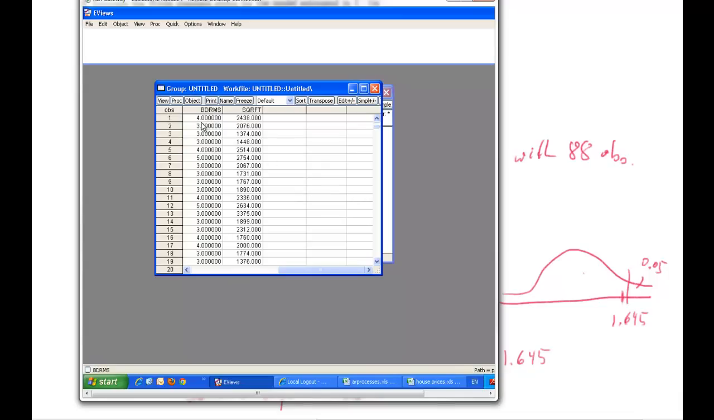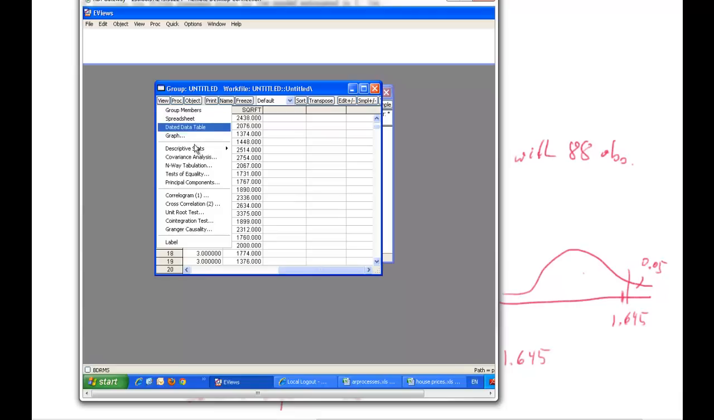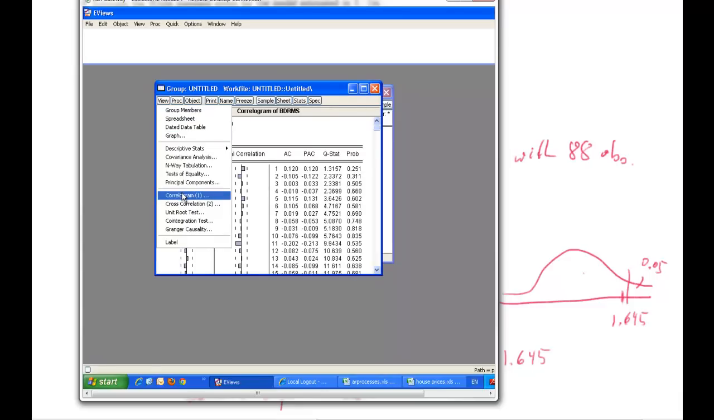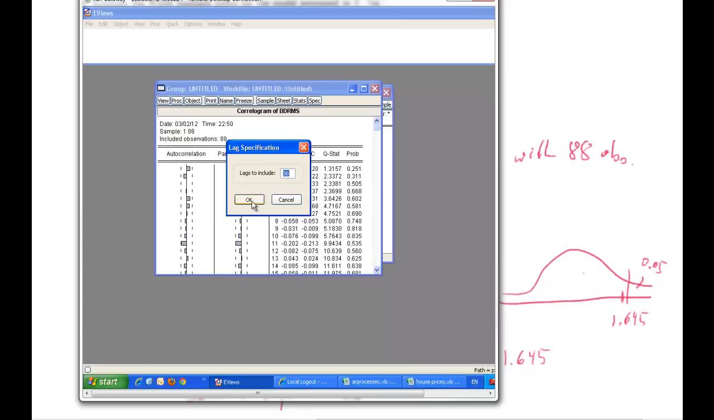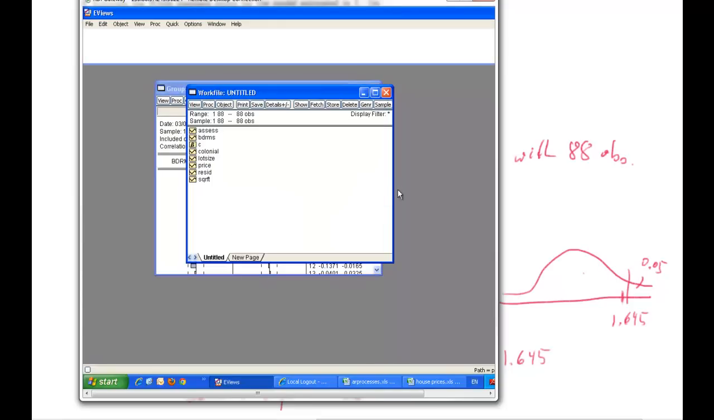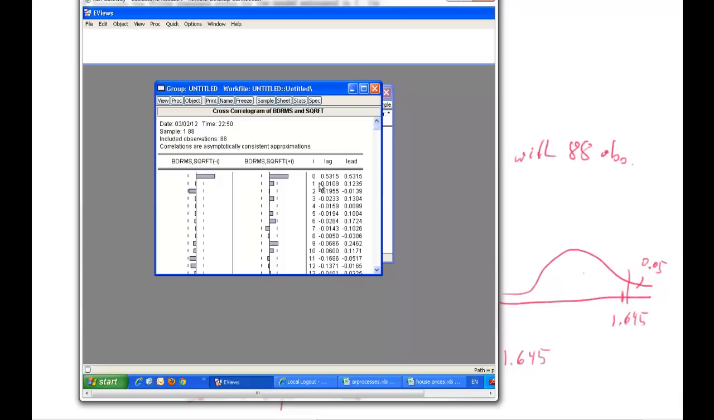Open this as a group, and let's calculate a correlation here. That's not what I wanted. Cross correlations, that's what we need, and what we find here is our value, 0.53. We get a fairly large value. It also gives you correlations where one of the variables is lagged, but we are not interested in that.